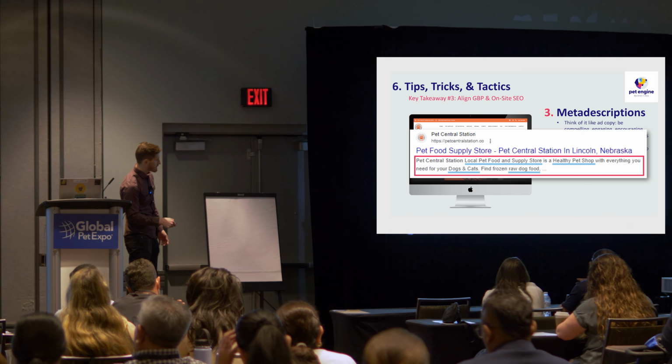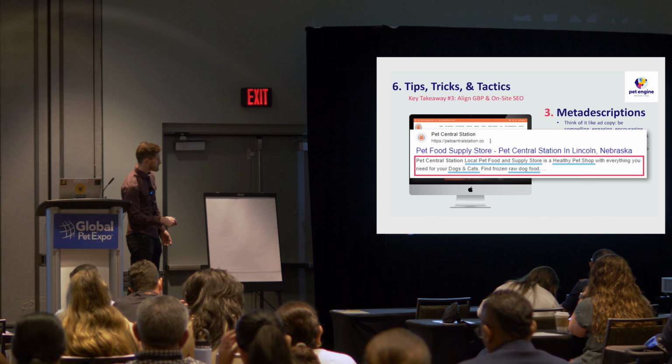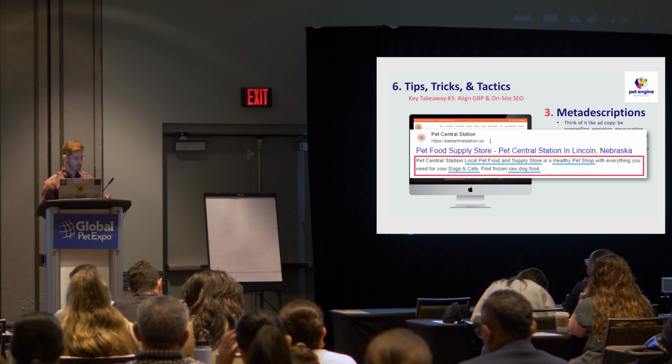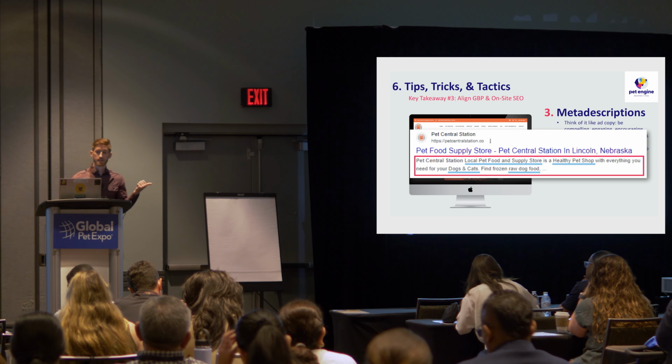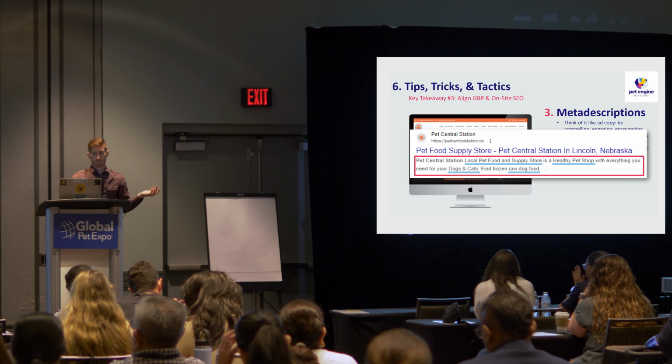Here's Pet Central Station again. This is what they do. They're a pet shop. This is what they provide for these people. You can find frozen raw dog food there as well, and it goes on. This is great because it hits some certain categories. It's got key terms, and it's got locations in there as well. So pretty good SEO.